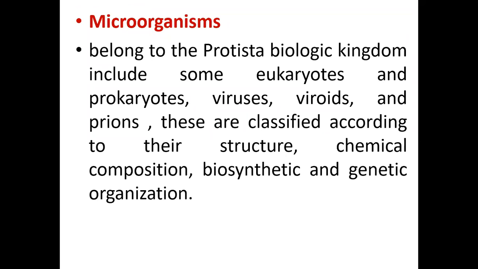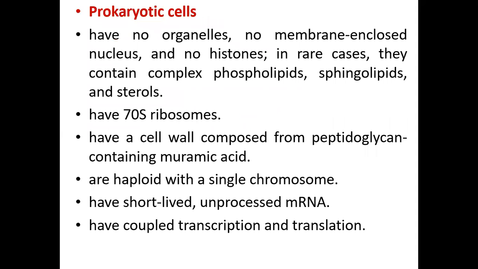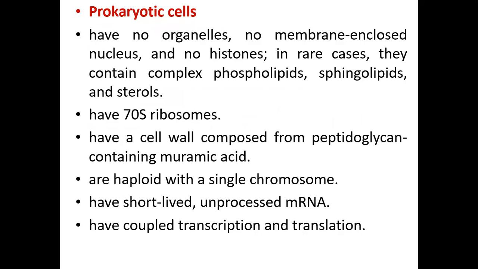Now, microorganisms belong to the kingdom Protista, a biological kingdom including some eukaryotes and prokaryotes, viruses, viroids, and prions. These are classified according to their structure, chemical composition, biosynthetic, and genetic organization. Now, how can we differentiate between prokaryotic and eukaryotic cells?